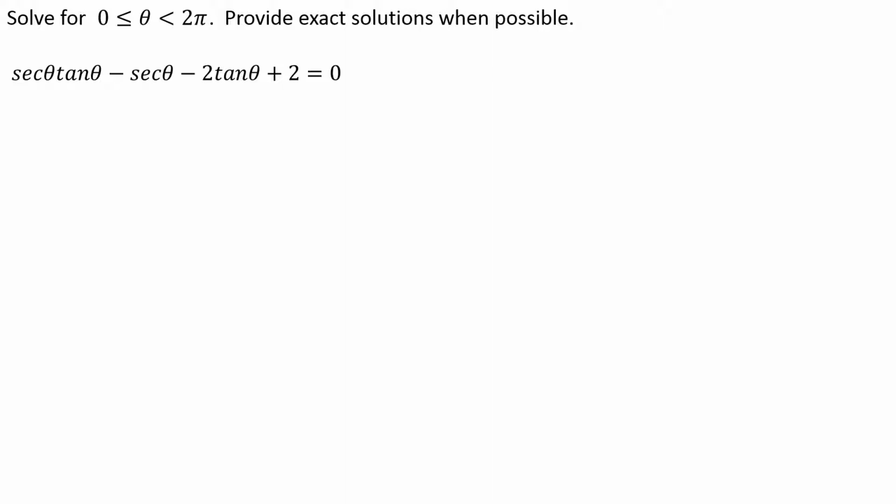I see theta in several locations. I would try to combine like terms, but I don't see any like terms I'm allowed to combine. Secant theta tangent theta does not match secant theta. Secant theta does not match 2 tangent theta. Right? Those are all different terms. I cannot combine them. So again, factoring is what I usually find to be the most efficient method. There are 4 terms, so I'm guessing that factor by grouping would be my first choice.